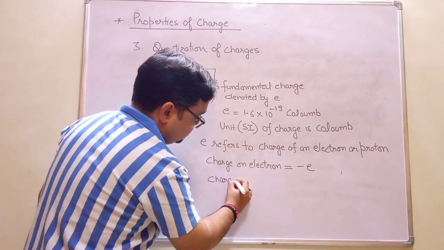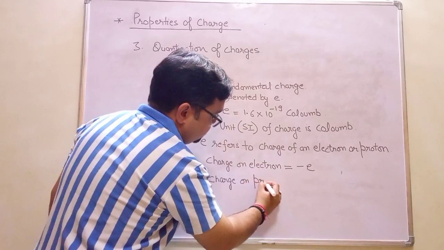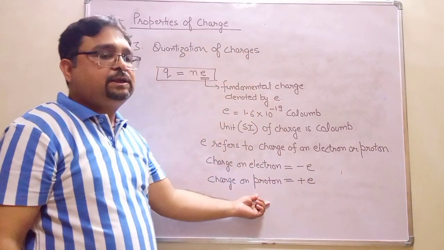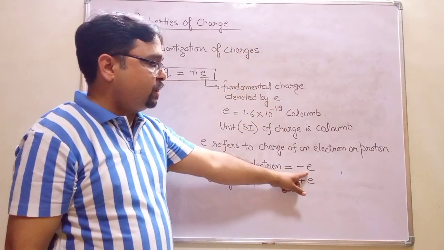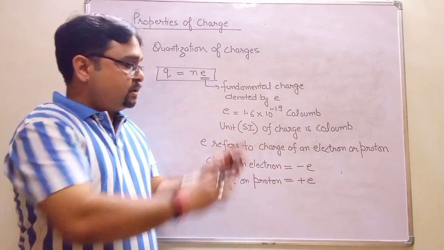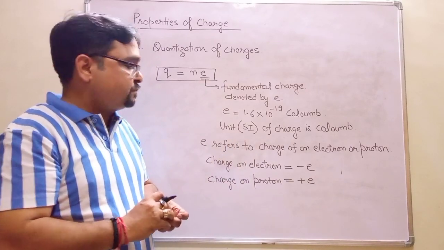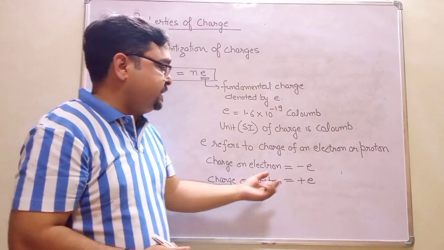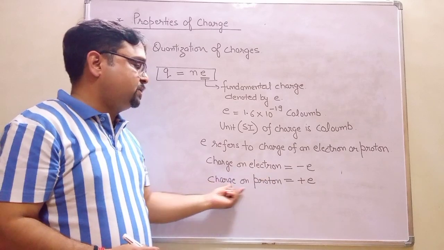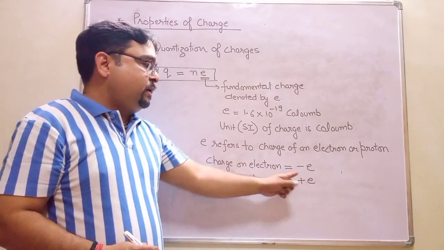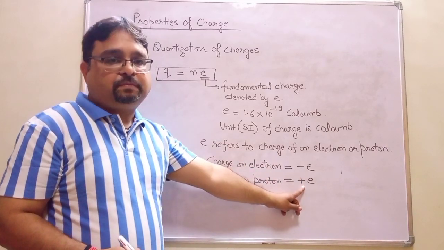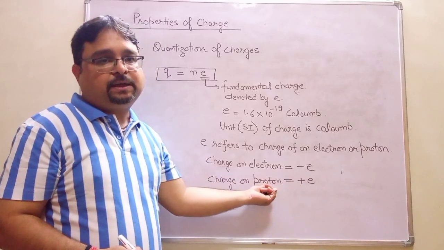Charge on a proton is plus e because a proton is positively charged. So this is the smallest charge which is defined in the physical world. In the physical world, the smallest charge is e, which is equal to the charge of an electron or the charge of a proton. In the case of an electron, it will be a minus sign because it is negatively charged. In the case of a proton, the charge will be with a positive sign because it is a positively charged particle.